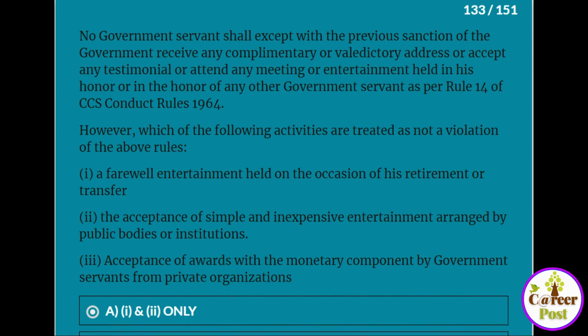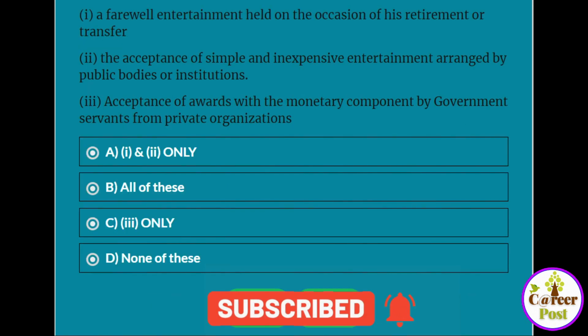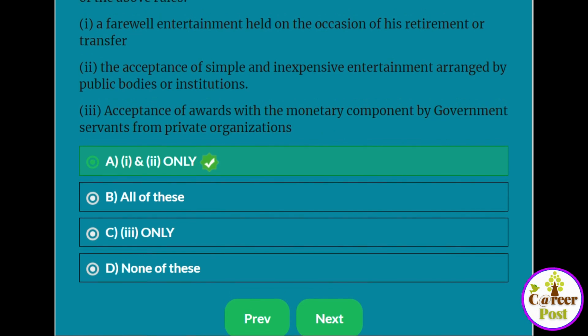However, which of the following activities are treated as not a violation of the above rules? A farewell entertainment held on the occasion of his retirement or transfer; the acceptance of simple and inexpensive entertainment arranged by public bodies or institutions; acceptance of awards with a monetary component by the government servant from private organizations. Options are: 1 and 2 are correct; all of these are correct; 3 only; and none of these. Here the answer is 1 and 2. A farewell is allowed and the acceptance of simple inexpensive entertainment is allowed, but acceptance of awards with a monetary component by government servant from private organizations is not allowed.